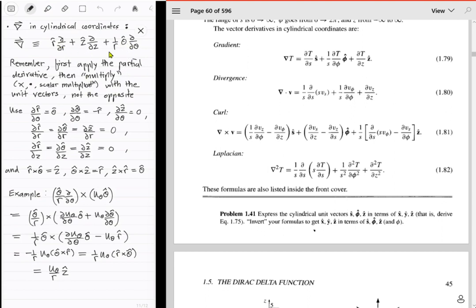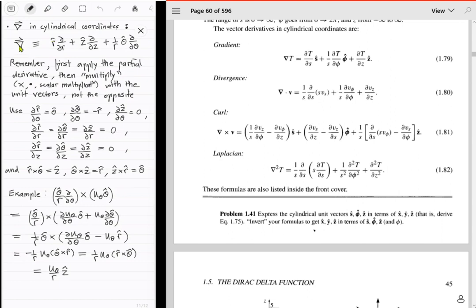But the way you apply this del operator on some vector or scalar is that you first apply the partial derivative on whatever you are applying it on, and then multiply, in quotes. What that means is, if you're using del cross, so you're taking a curl, then you have to do the cross product after you apply the partial derivative, right? So you do partial on partial r first, and then you do r hat cross with whatever vector you get, right? So the order of operation does matter here. Okay.